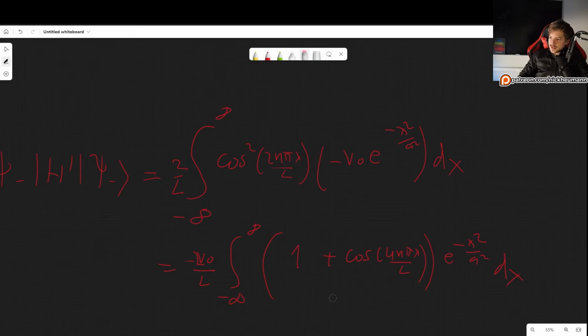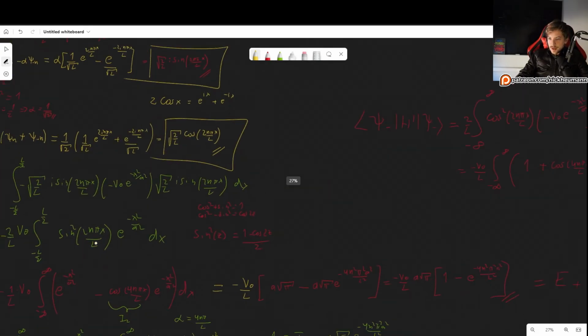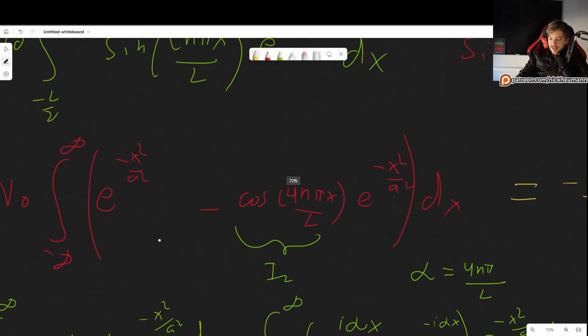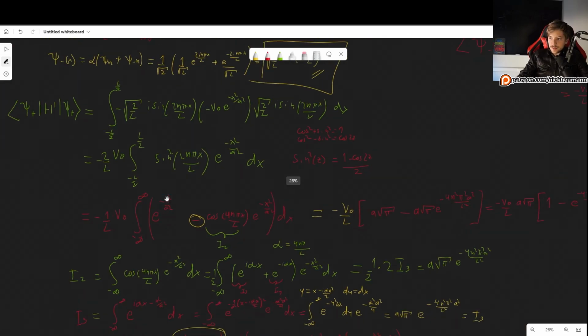So the 2's cancel out. And look at this result. This is the same that we had before. The only difference is that before we had a minus sign. Now we have a plus, but everything else is the same.